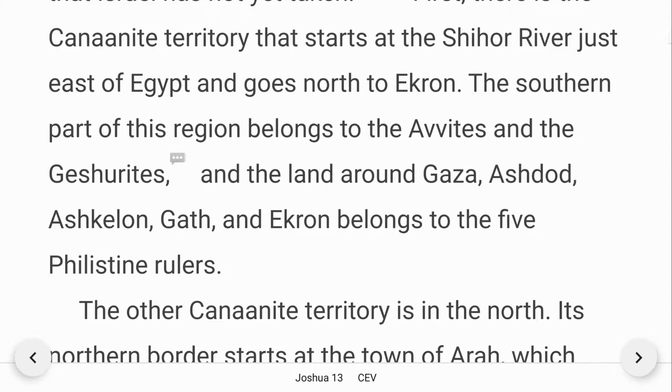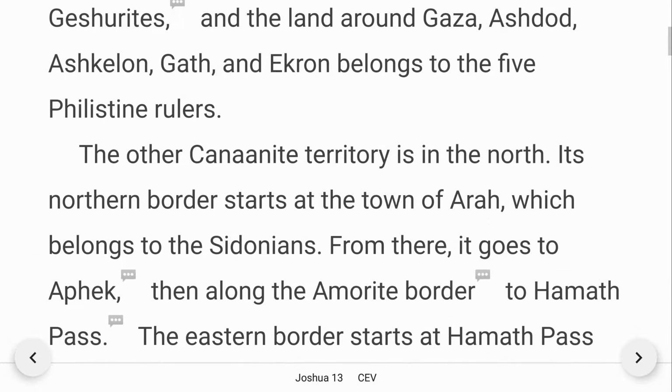The southern part of this region belongs to the Avvites and the Geshurites, and the land around Gaza, Ashdod, Ashkelon, Gath, and Ekron belongs to the 5 Philistine rulers. The other Canaanite territory is in the north.